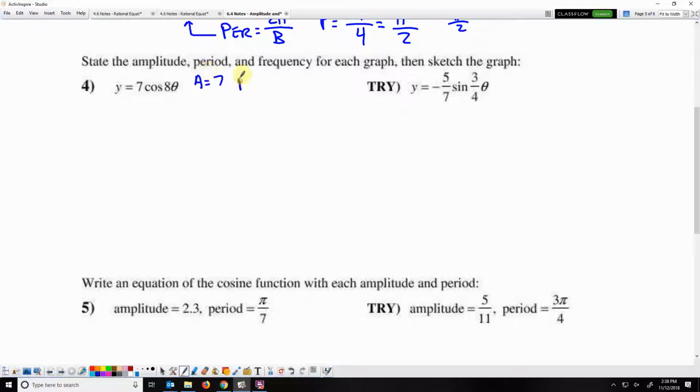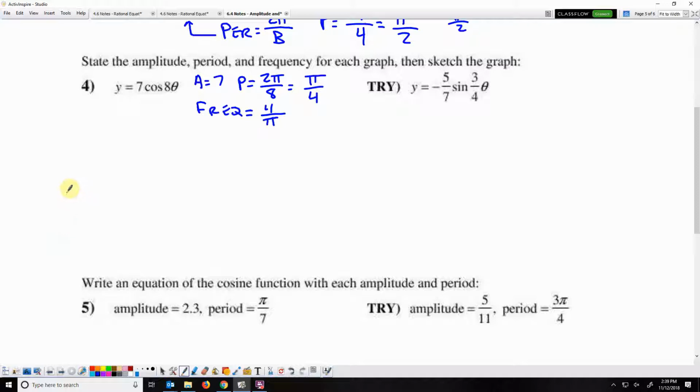Next is the period. Period is 2 pi over b, which is 8. 2 pi over 8, which is pi over 4. Frequency is the reciprocal of the period. So the frequency is 4 over pi. Okay, now the graph.